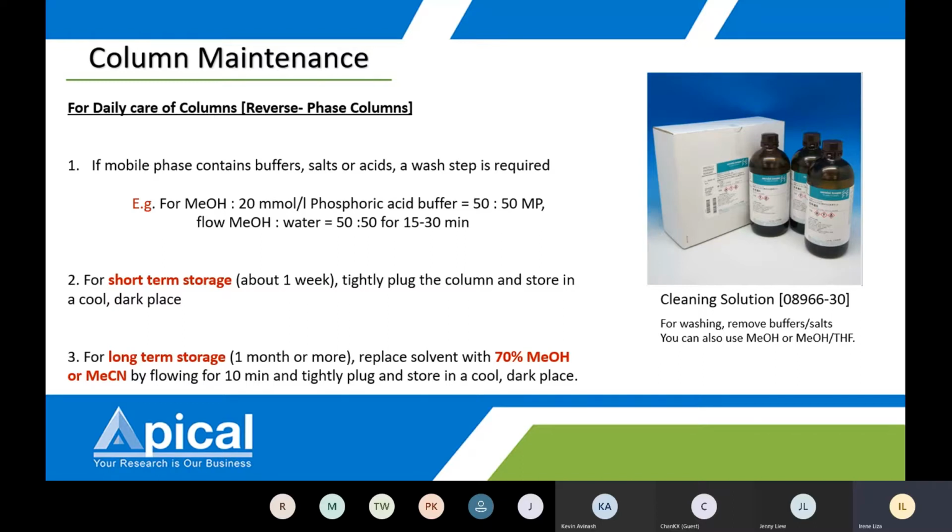If you are storing it for a short term, for about 1 week, you can tightly plug the column and store it in a cool place. But if it's for long-term storage, you should replace the solvent with 70% methanol, flow it for about 10 minutes, and then you can plug and store the column in a cool, dark place. So this is how you store them for short-term and long-term storage, right?